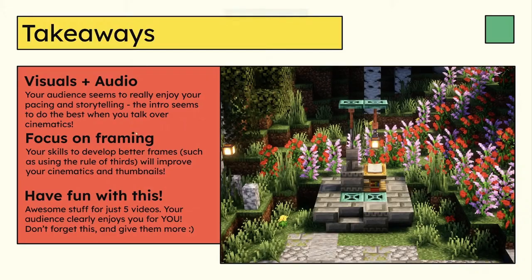And so this is a time where you could switch to a better framed cinematic angle that would help tell the story. And so I do think that as you continue to work and continue to make content over time, your skills to develop better frames, such as using the rule of thirds, will improve your cinematics and your thumbnails. As you can see, this image right here is framed nicely. It could be better. But, focusing on trying to improve this over time will make it so that everything looks better.